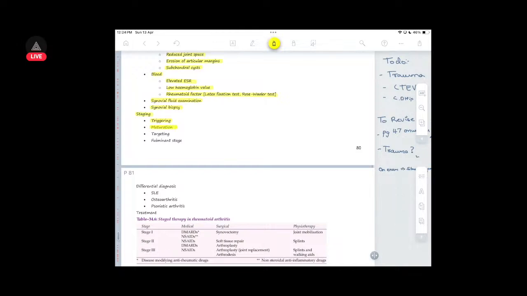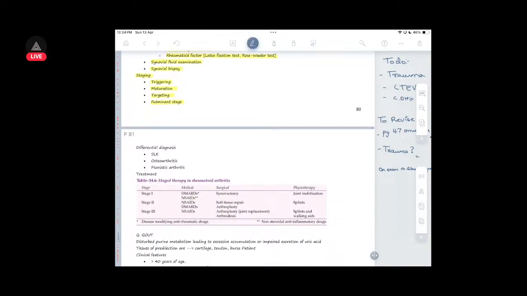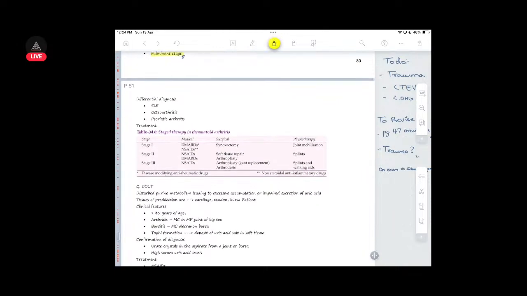So staging: triggering, maturation, targeting, and fulminant stage. These are the 4 stages. First is triggering, then maturation, then targeting, then fulminant stage. Then differential diagnosis, it can be SLE, osteoarthritis, or psoriatic arthritis.